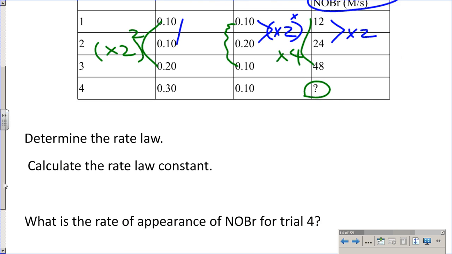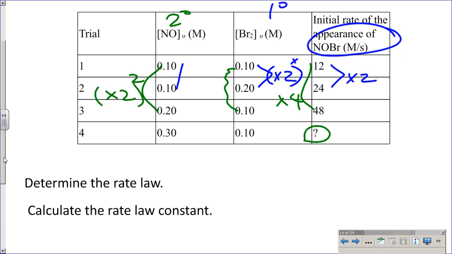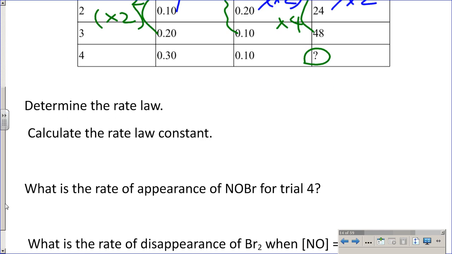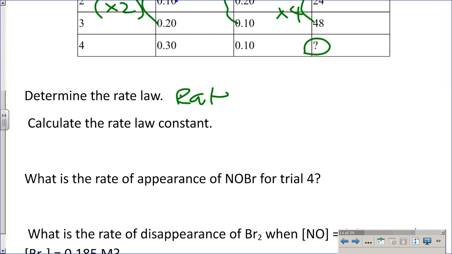Do you want to go through this whole thing? Yeah, I have to. Okay, so let's write down the orders. Rate is equal to K, what was that first one? NO to the second, and then BR to the first.